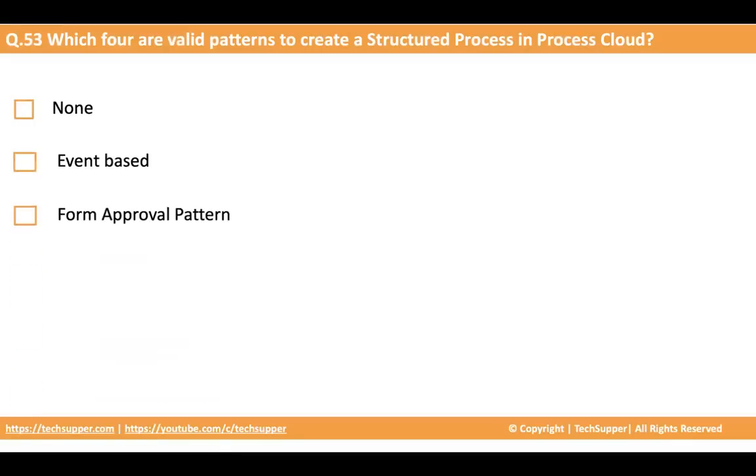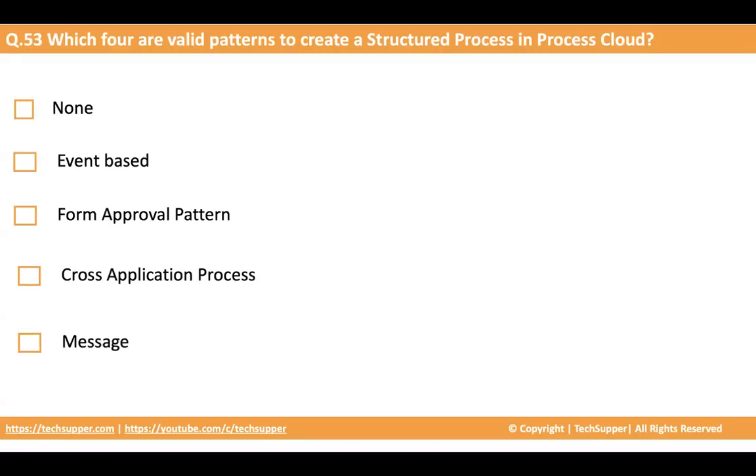The next question is, which four are valid patterns to create a structured process in Process Cloud? So when you create a process, you can create a structured and dynamic process. But when you use a structured process, what are the different patterns that you can use to create your structured process? And let's look at the options. The options are none, event-based, form approval pattern, cross application processes. So which four are valid patterns?